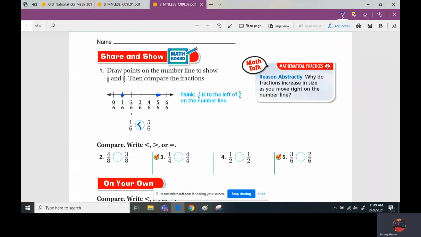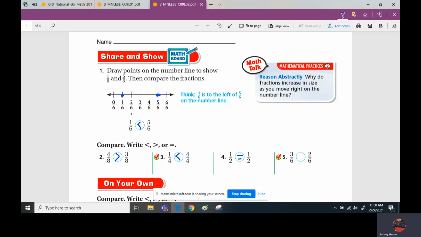Now compare the fractions. All these have the same denominator. All of them. So we're just going to look at the numerator, the top number. Which is greater, 4 or 3? Well, I know 4 is greater than 3. Down here, it's less than. 1 is less than 4. Think about where you're going to get more food. That's the way you want to eat. 1/2 and 1/2. They're the same, so they are equal.